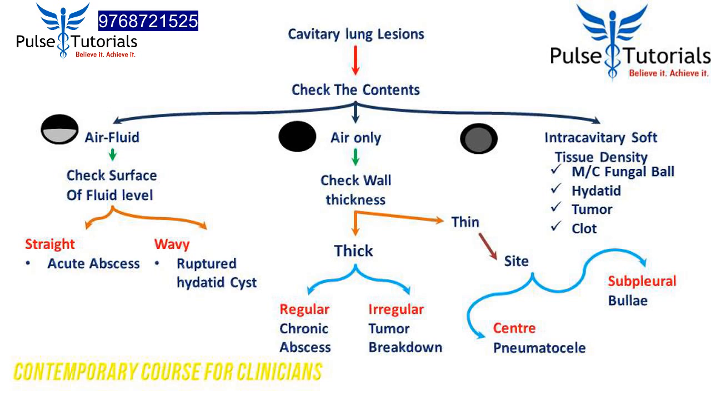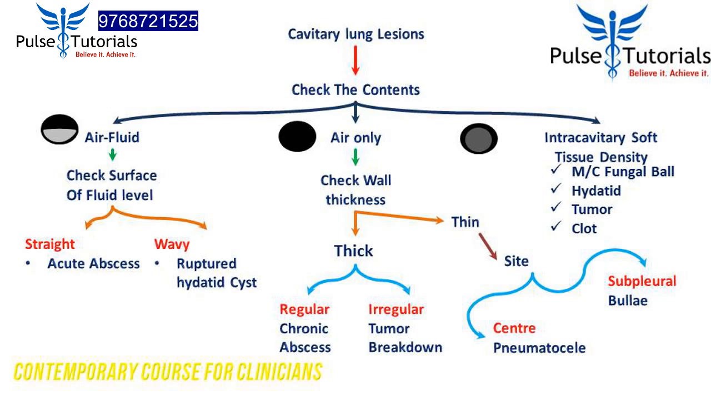It's very, very important. The cavitatory lesions of the lungs can be easily divided into three main categories by just checking the contents. If the content is air fluid, we'll call it category 1. If it's air only, category 2. And if it is soft tissue density inside the cavity, then we call it category 3. This is how it will look.